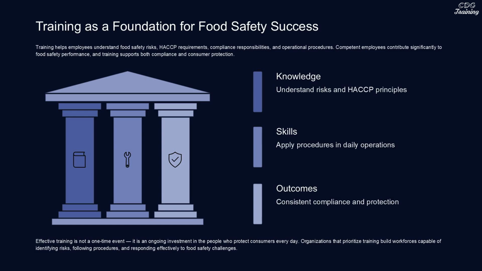Training helps employees understand food safety risks, HACCP requirements, compliance responsibilities, and operational procedures. Competent employees contribute significantly to food safety performance, and training supports both compliance and consumer protection. Effective training is an ongoing investment in the people who protect consumers every day.